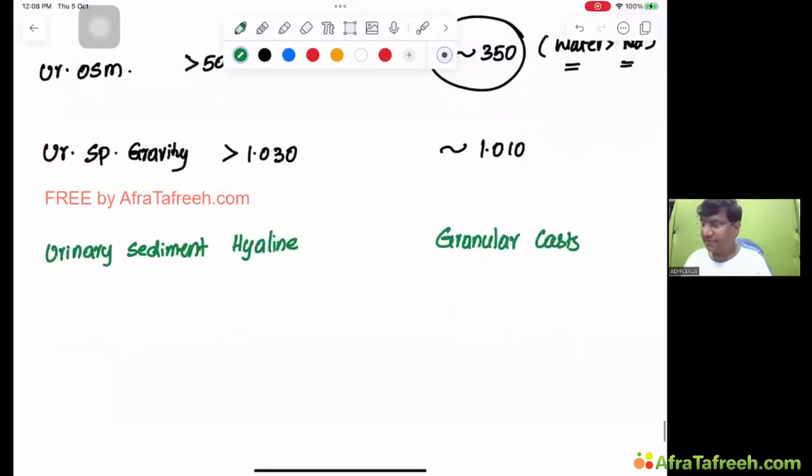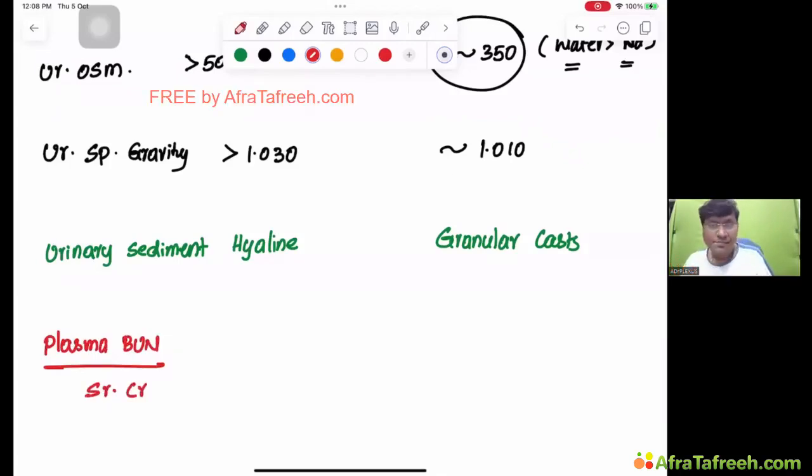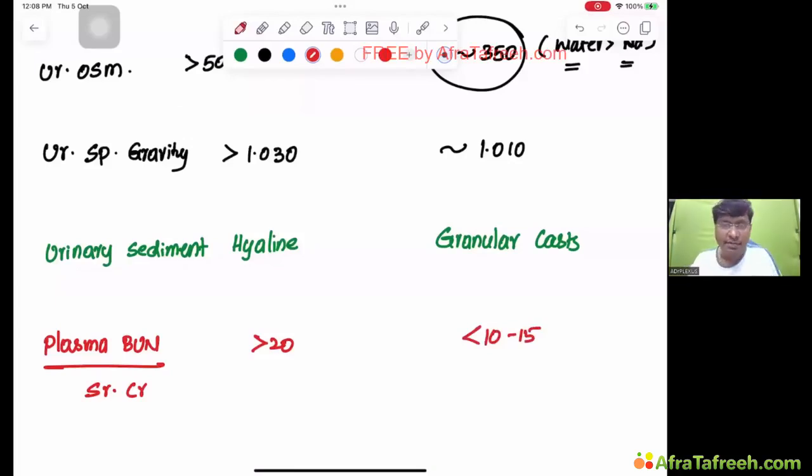Right. And another very important difference is, as Jacob was telling, the plasma blood urea nitrogen to serum creatinine ratio. It is more than 20 in pre-renal. It is 10 to 15 in intrinsic renal. This is a very, very important difference. BUN to creatinine ratio. Okay. And another important point is urine creatinine to plasma creatinine ratio.